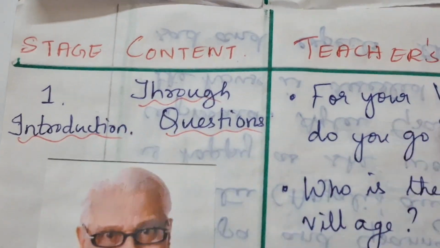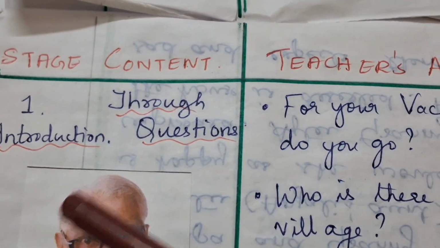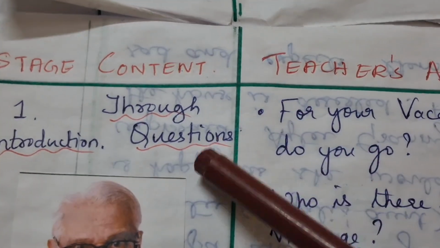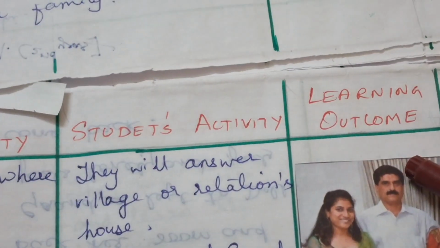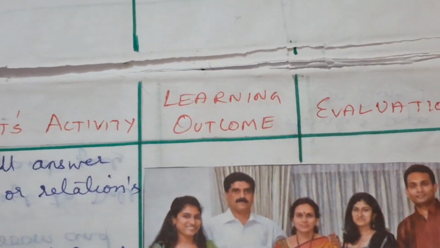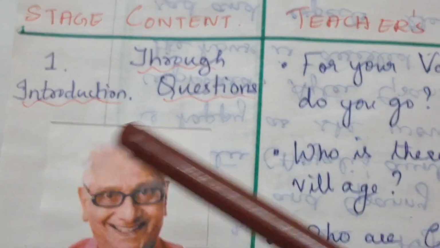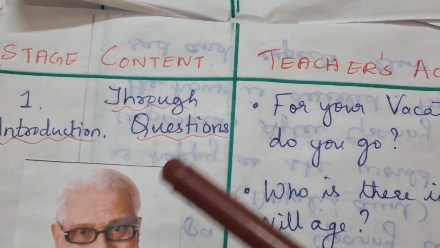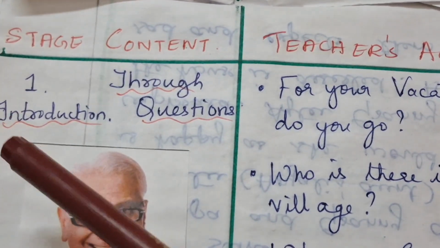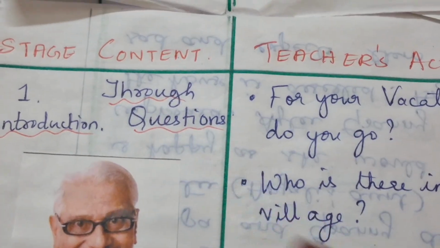After this, there are 5 columns, that is stages. Stage 1, then content, teacher's activity, student's activity, learning outcome. Then evaluation, the last one is evaluation. So under stage 1, content, the first stage is introduction through questions.